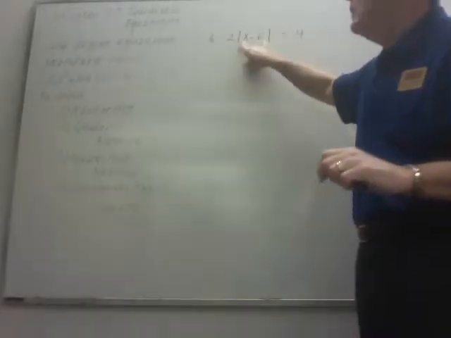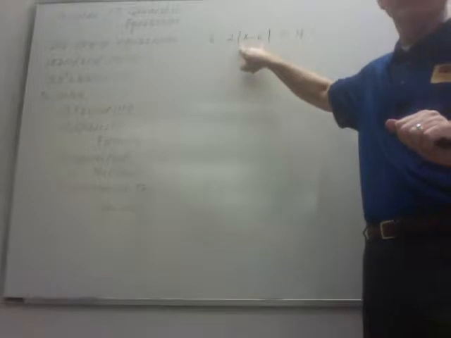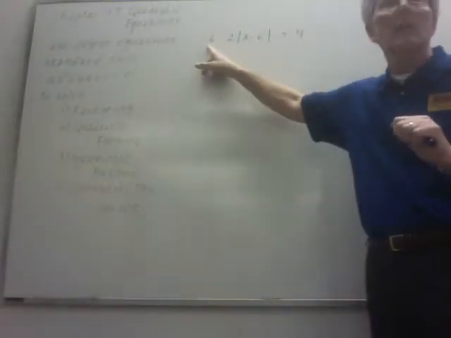Just like with absolute value equations, the very first thing that we want to do is get this portion isolated. In order to do that, the first thing we need to do is get rid of the 6. So we're going to subtract 6 from both sides.